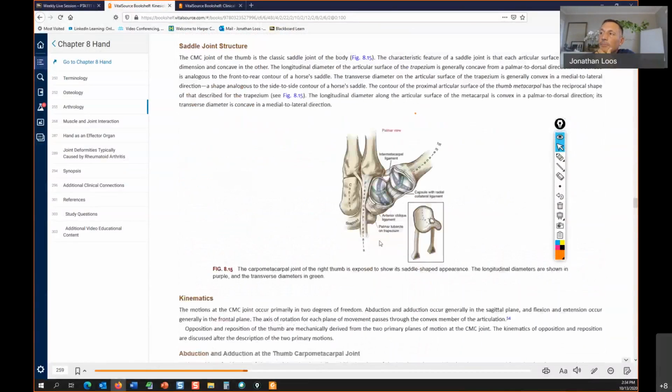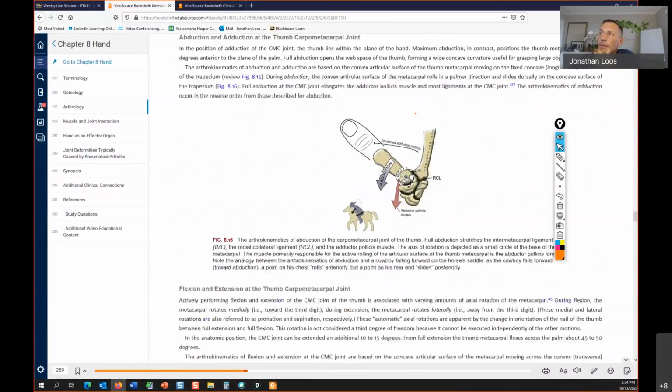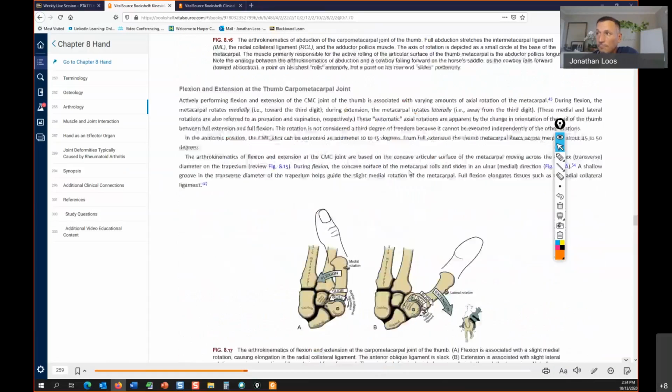Yeah, the thumb too, just making sure you know that abduction and adduction of the thumb are more similar to flexion and extension of the fingers, and that abduction and adduction of the fingers are more related to flexion and extension of the thumb.